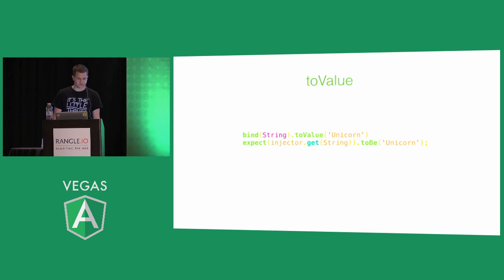So the simplest example I could come up with for this is binding string, the built-in JavaScript class, to a unicorn. And then we ask the injector, hey, get me back the token string, and it'll give you back unicorn. Notice it's not calling new on that, or invoking it as a function. It's just using to-value syntax, and it's just giving us back unicorn. So we're effectively storing this token string, and the dependency injector maps that to the value of unicorn. It's very similar to .value in Angular 1.x, except you're not limited to just strings.